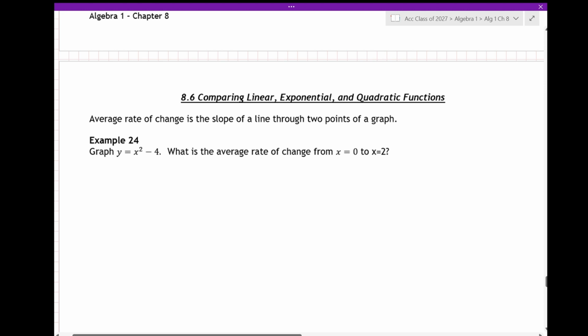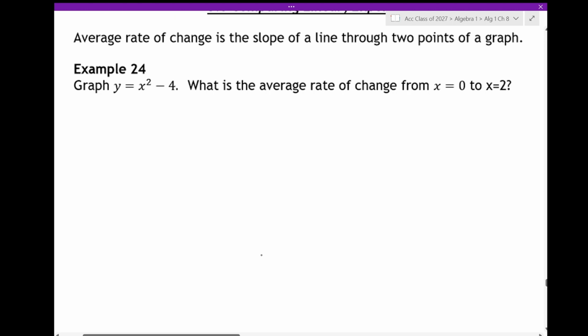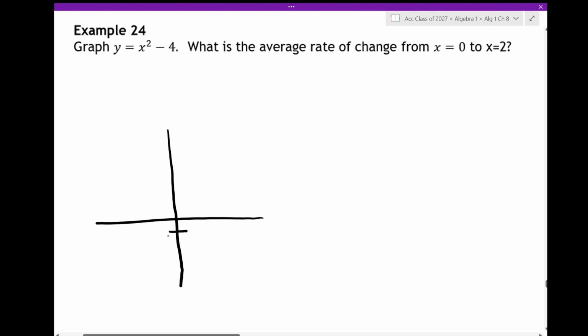So right here we want to graph y equals x squared minus 4, and then it's going to ask what is the average rate of change from x equals 0 to x equals 2. So we're just going to draw a small graph here. Starting off, that -4 tells us to go down 4 spots: 1, 2, 3, 4. We got a dot down there. Then we use the numbers 1 and 4 to go up 1 over 1 in both directions, and the 4 tells us to go up 4 and over 2 in both directions. So we have our quadratic right there.